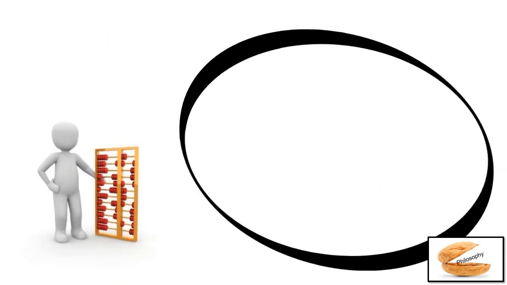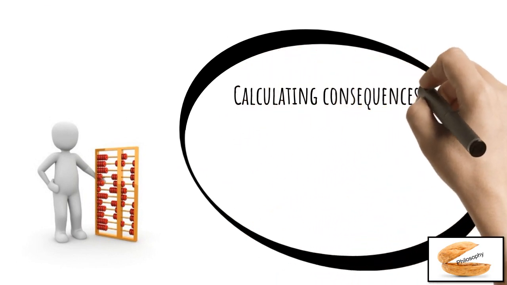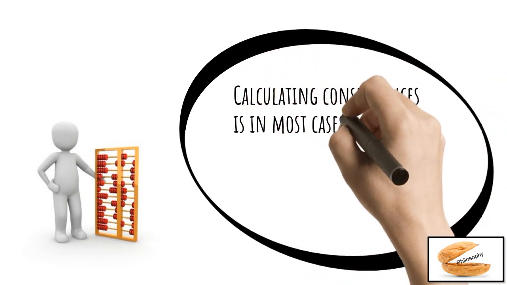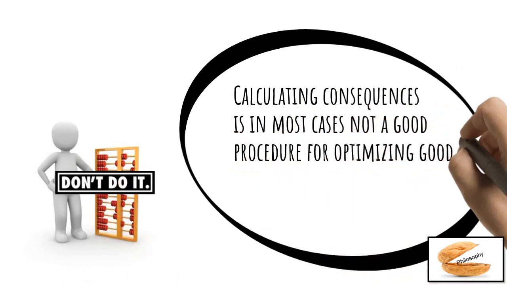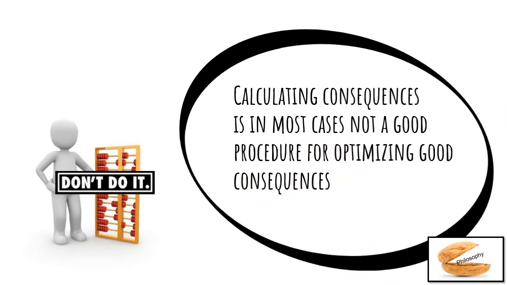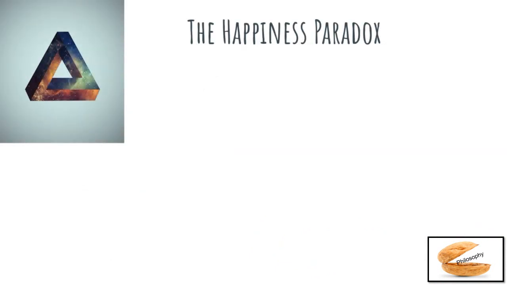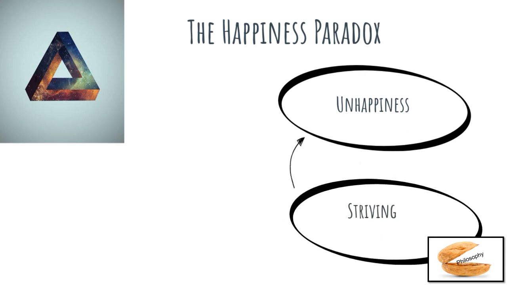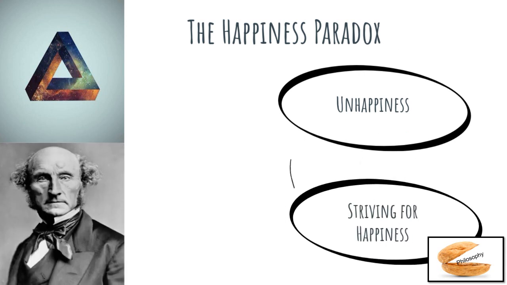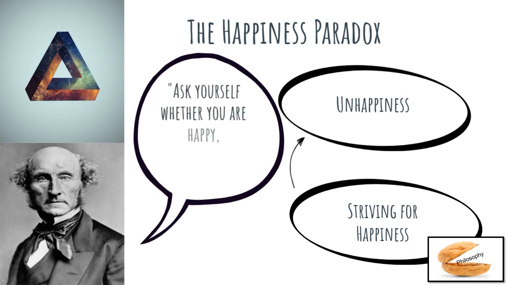Ironically, calculating positive and negative consequences is in fact in most cases not a good procedure to really optimizing good consequences. This is exemplified in the so-called happiness paradox. Studies show that one source of unhappiness is in fact the constant striving for happiness. As John Stuart Mill phrases it, ask yourself whether you are happy and you cease to be so.